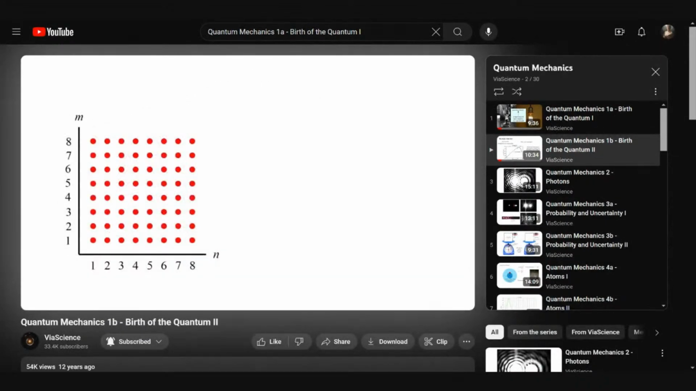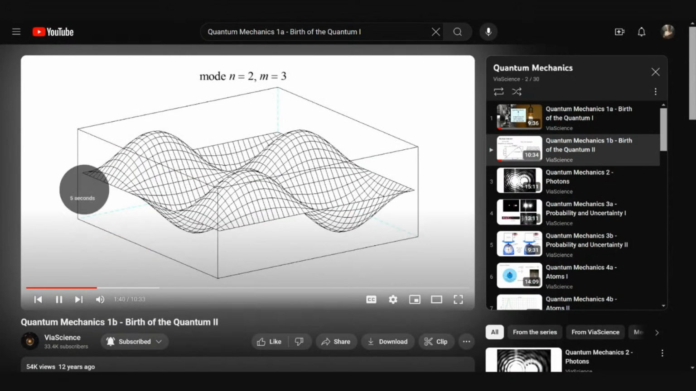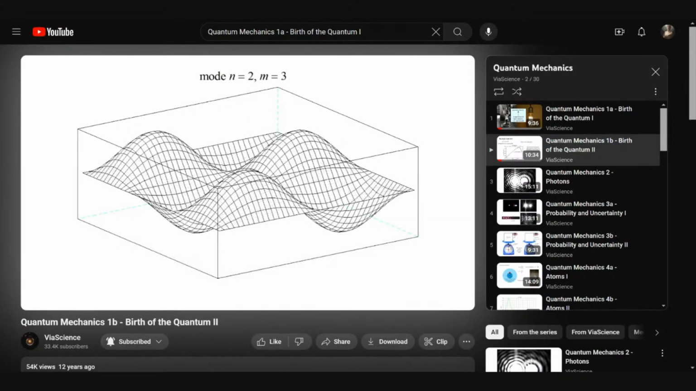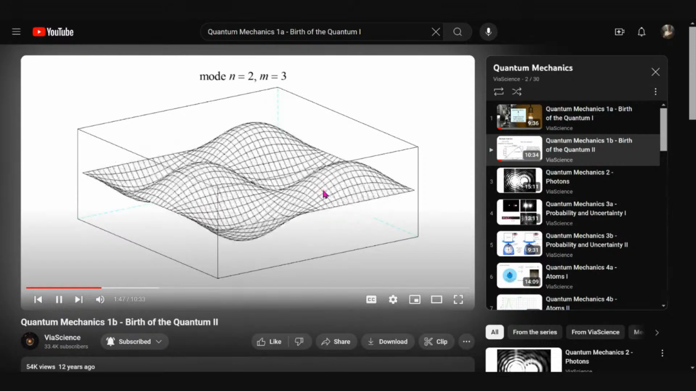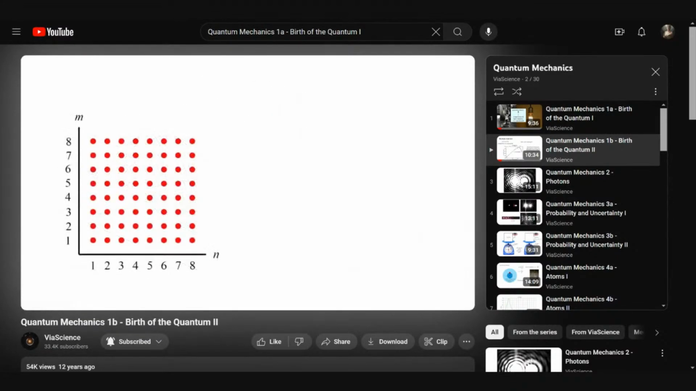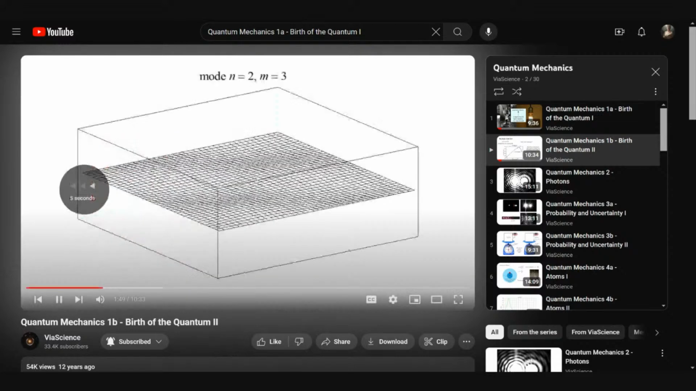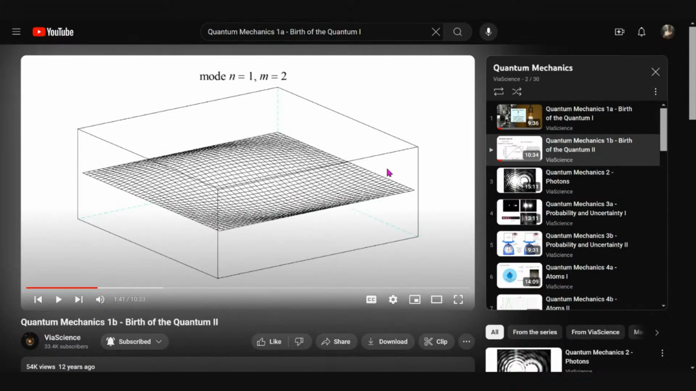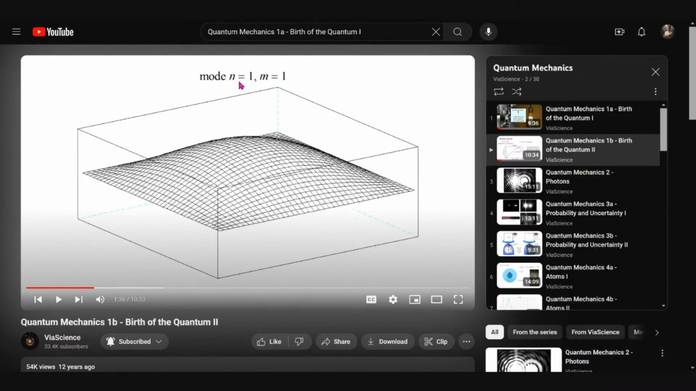So the modes are now represented as number n. I got lost. What are you trying to say? I don't get it. So mode n equals 1. Is this right? n equals 1, m equals 1.